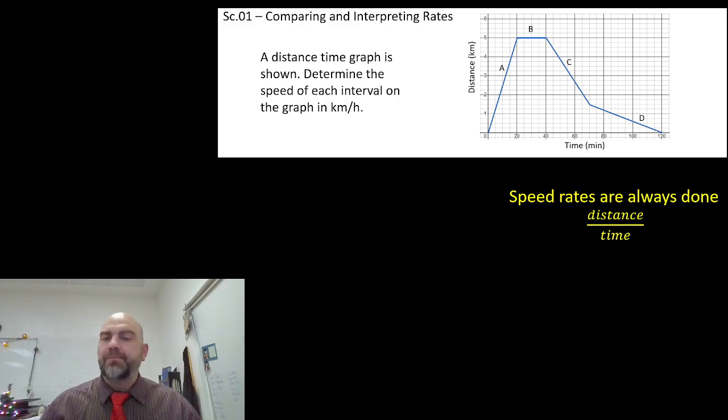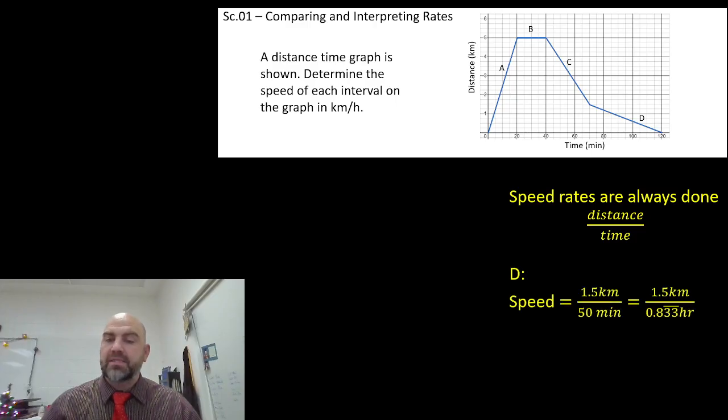Now let's look at D. D is not as steep, it's much shallower, but we can still find the speed, it'll just be a little bit smaller. We have a change from 1.5 to 0 kilometers, which means that our distance is 1.5 kilometers. The time is 50 minutes. It goes all the way from 70 to 120. And so we can change that into hours, and that's 0.833 hours. Okay, we're just dividing the number of minutes by 60, and we get a speed of 1.8 kilometers per hour.